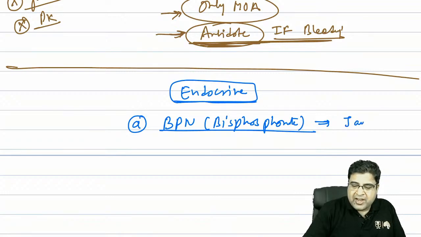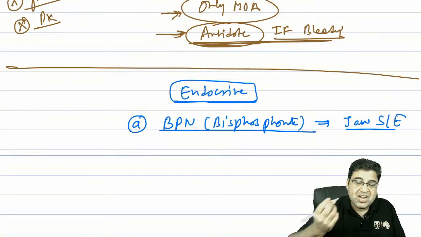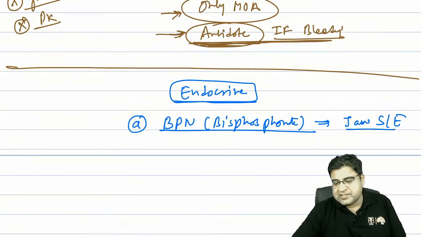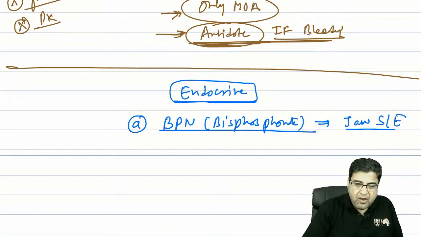Medicine can affect the jaw. Jaw side effects can occur. Bisphosphonate. Which side effect, guys? Bisphosphonates can cause which side effects on the jaw? Right? So jaw side effect and bisphosphonate topic is important.